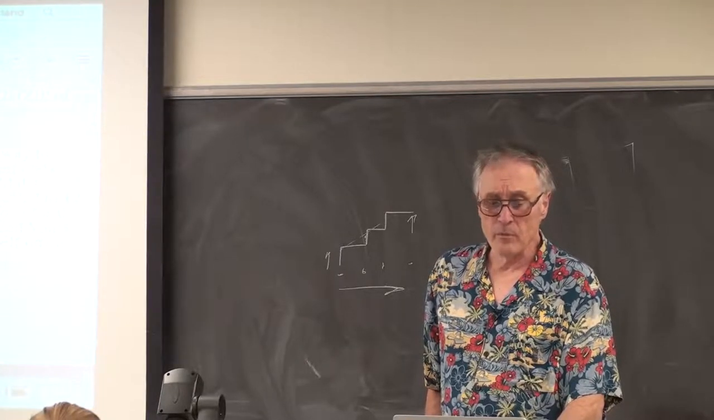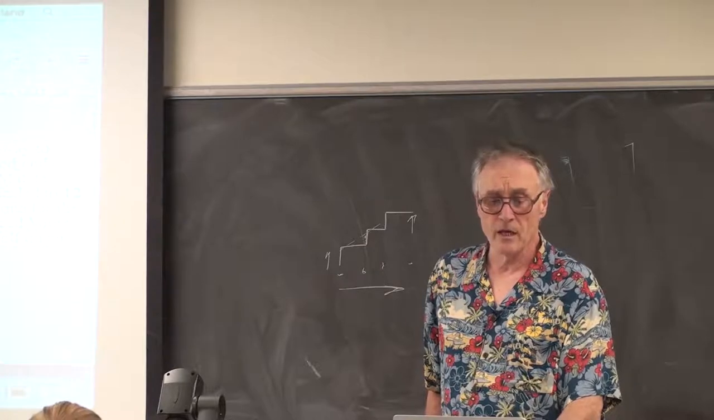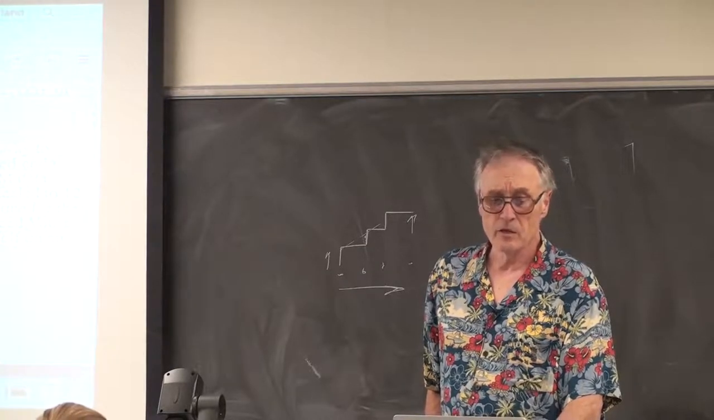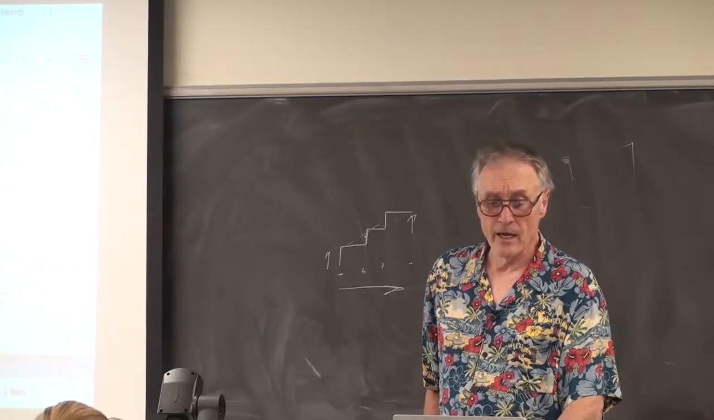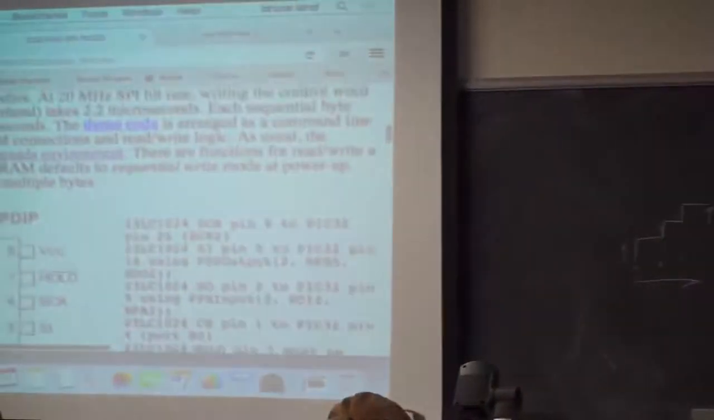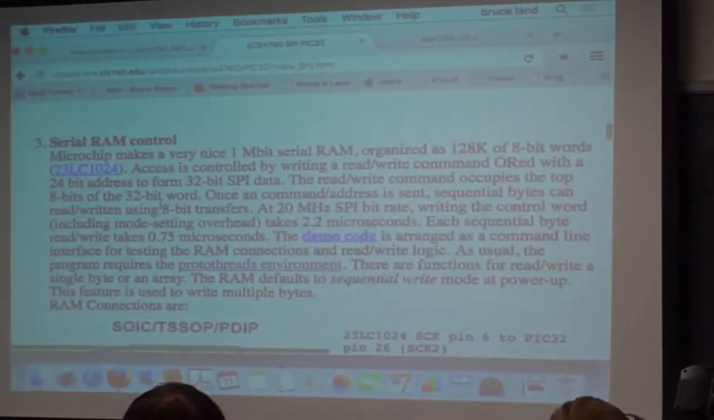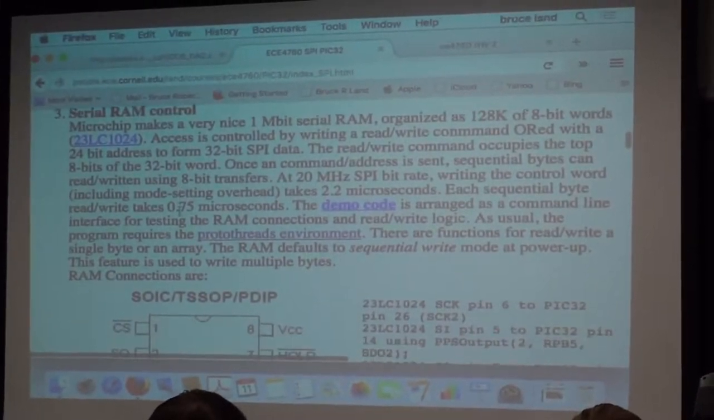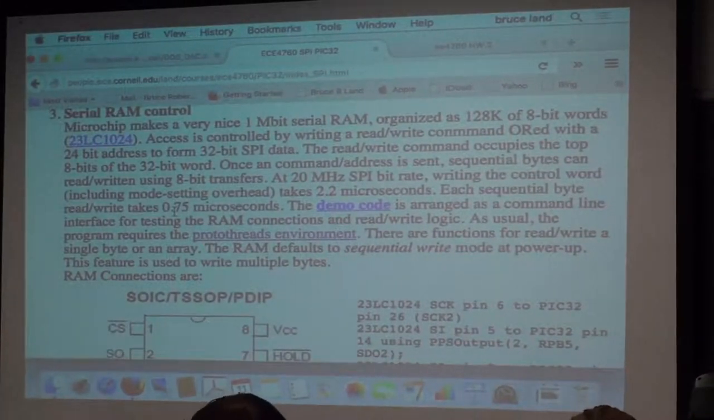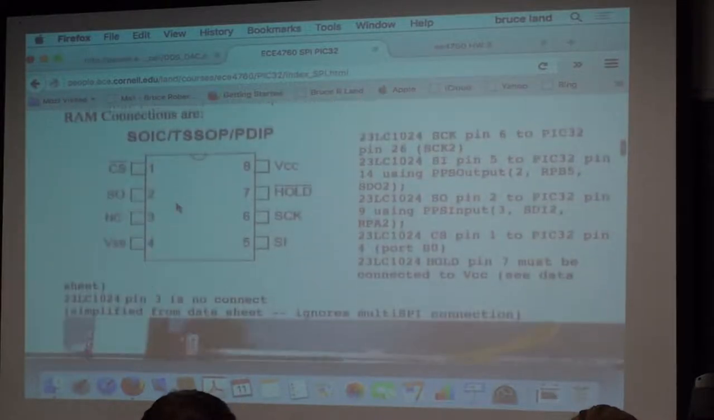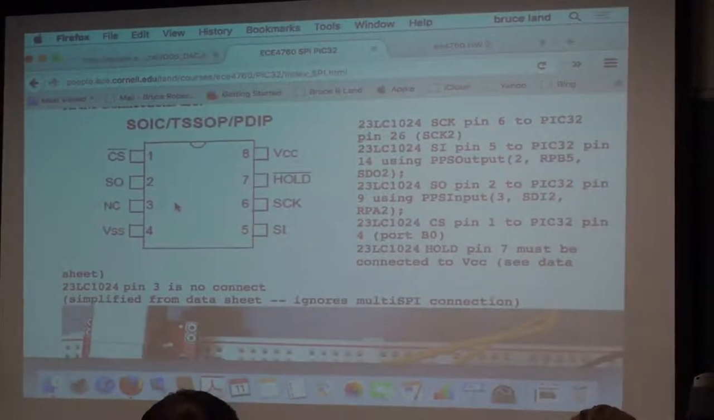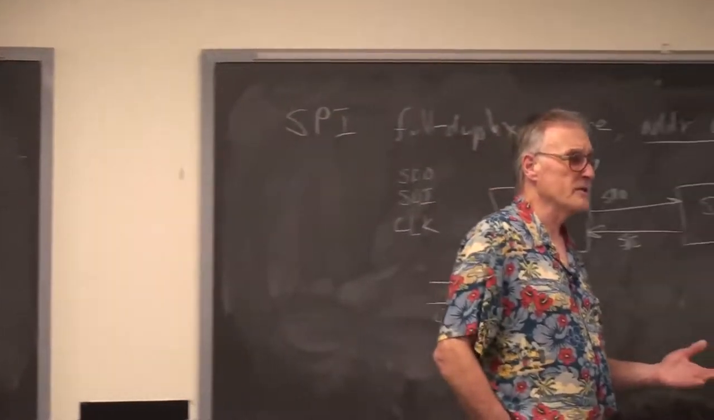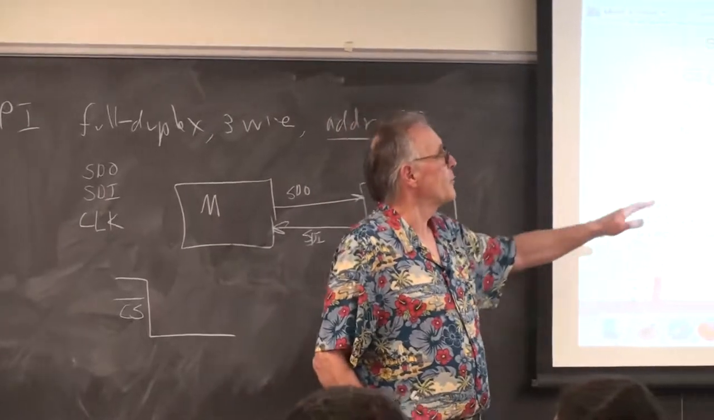But another example uses two devices on the same SPI channel. It uses the DAC and also separately a serial RAM, which is really nice. This 1 megabit serial RAM allows you to organize about 128 8-bit words as off-chip memory. So if you have an application for a final project that needs lots of memory, let's say you need to store an image, or a ton of sound samples, you could put it on an external chip.